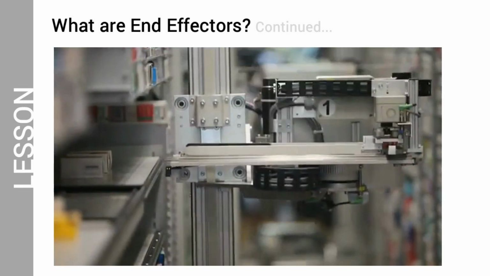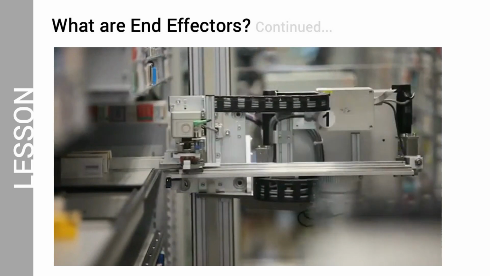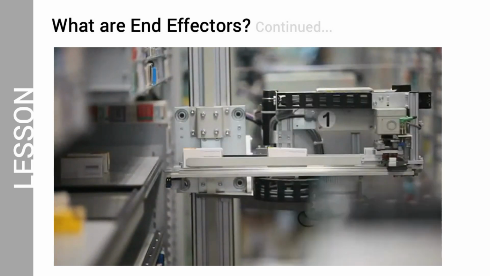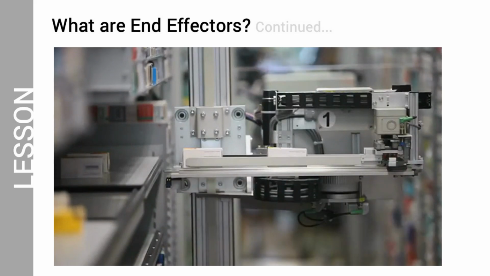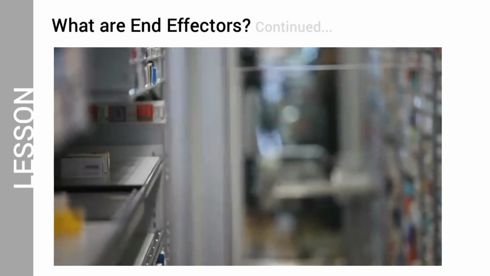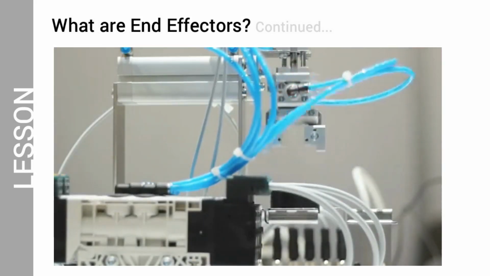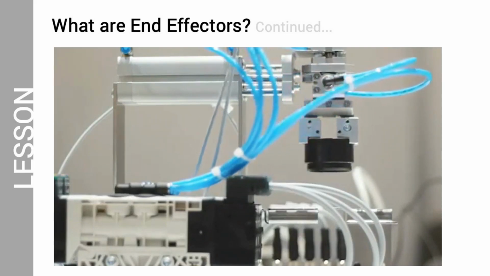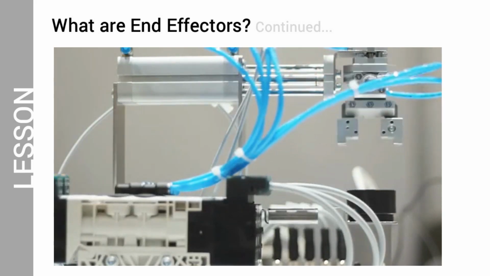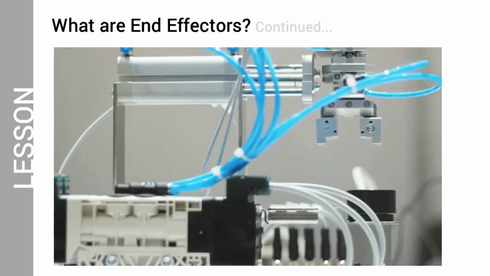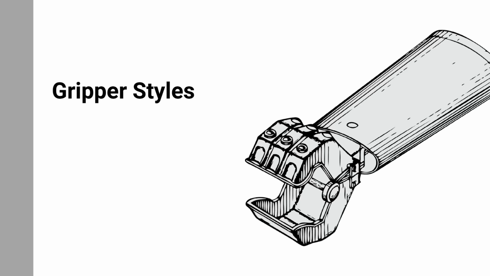One of the most important areas in the design of robotic systems is the design of the end effector. As technology advances and automation becomes even more prevalent in manufacturing, becoming familiar with end effectors and how they are used becomes increasingly important. This lesson discusses the gripper type end effectors. Let's start by discussing the various gripper styles in industrial robots.